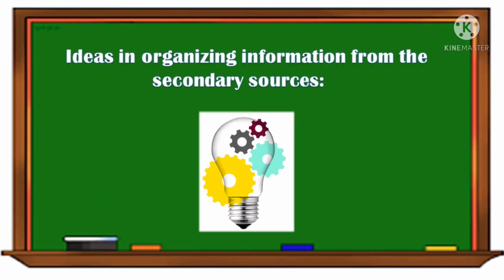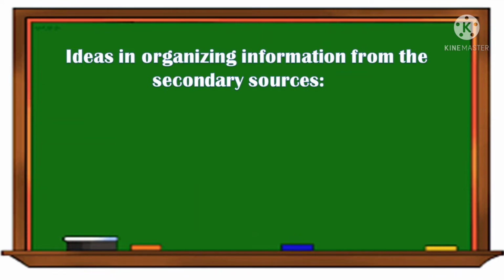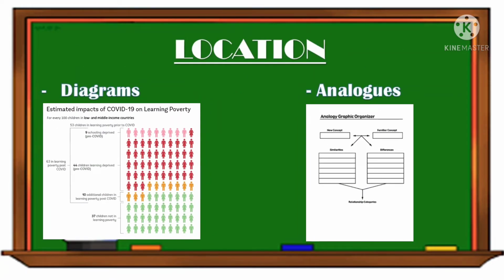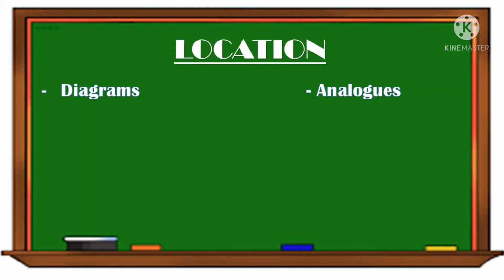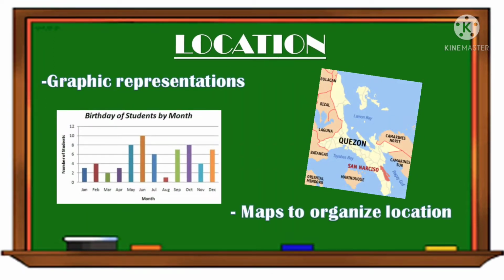Using primary source or secondary source helps you gather information. You may use the following ideas in organizing information from the secondary sources. First is location. To organize ideas using location, you may use diagrams, analogs, graphic representations, and maps to organize location.